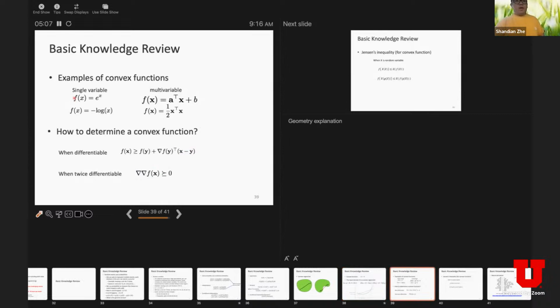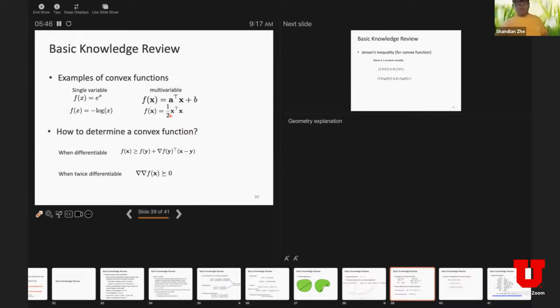In practice, there are many functions which are convex. For example, if x is a single variable, the exponential function is convex, the negative logarithm of x is convex, x squared is convex, right? And you can also extend the definition of convex function to multidimensional inputs. For example, where x is a vector, a linear function, which people also call an affine function, is convex, right? Quadratic functions are convex. There are many examples.